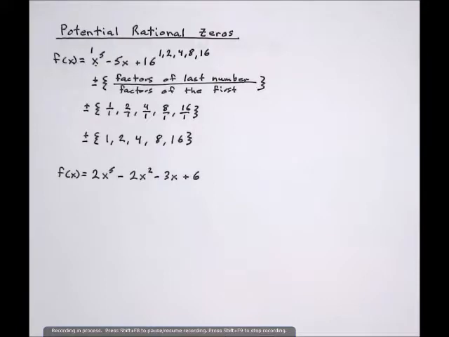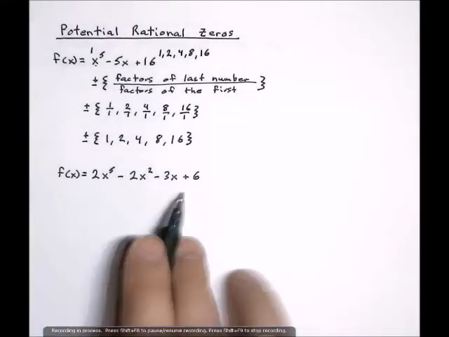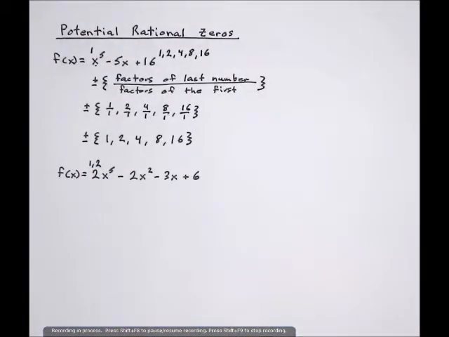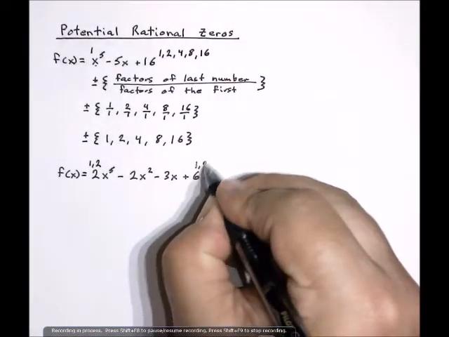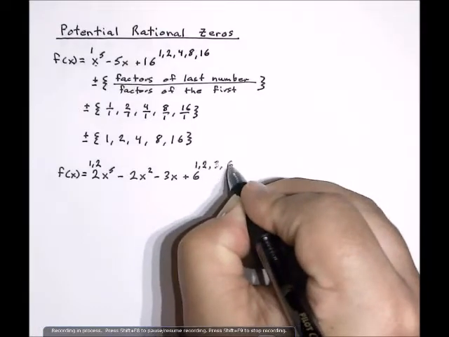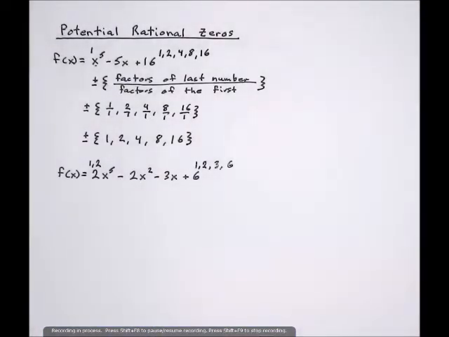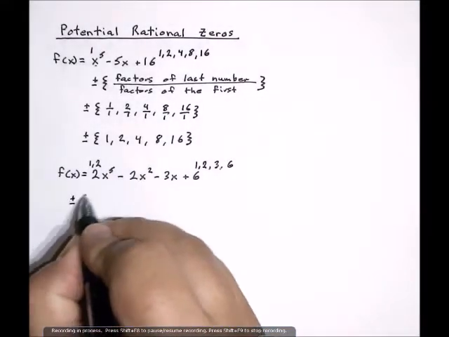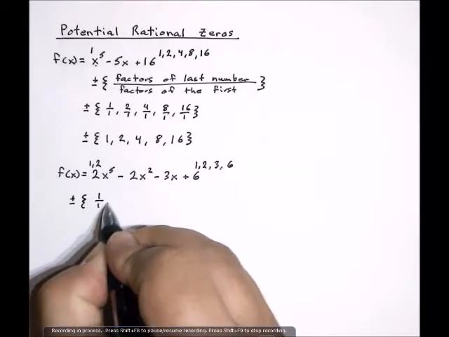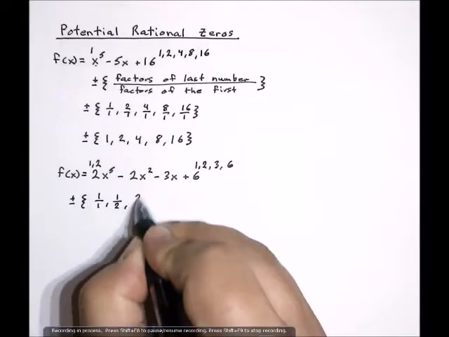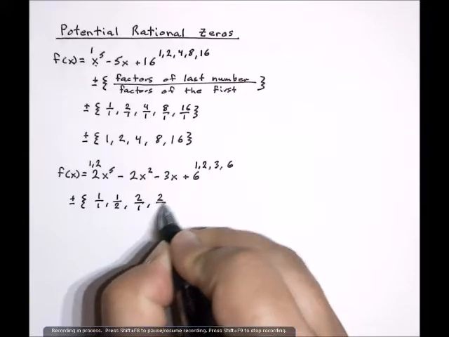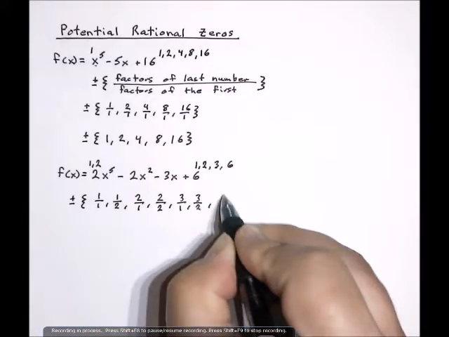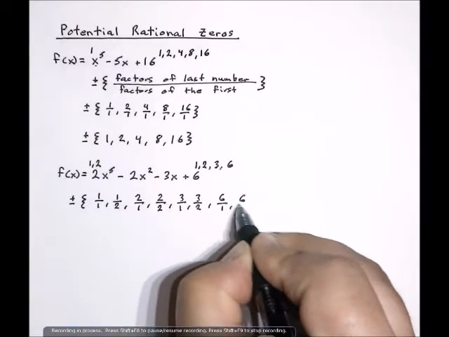So let's try it with something slightly harder. Here, the factors of the first number are 1 and 2, and the factors of the second are 1, 2, 3, or 6. So the combinations of these numbers over these numbers would be 1 over 1, 1 over 2, 2 over 1, 2 over 2, 3 over 1, 3 over 2, 6 over 1, 6 over 2.